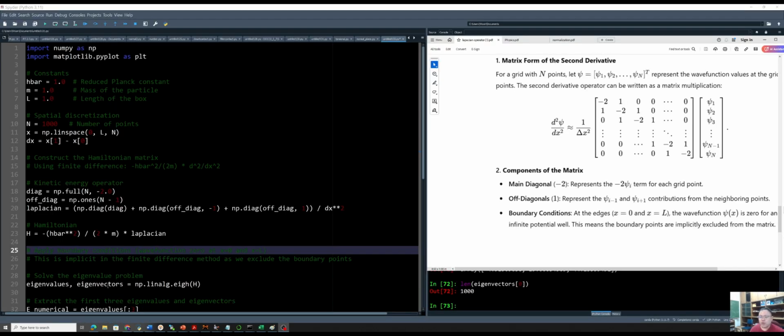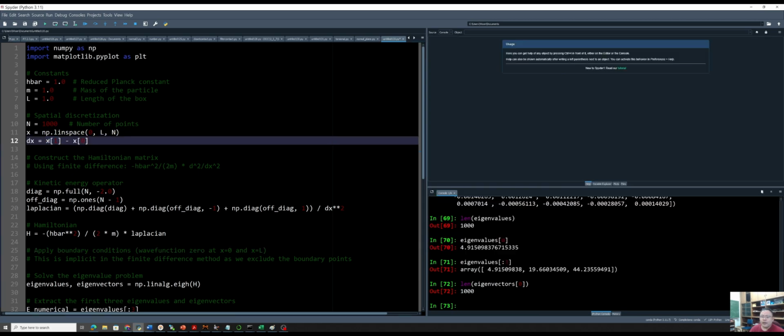So let us look at the solution. For constants, I use a reduced Planck constant and put the mass as 1. The number of points for spatial discretization is 1000. So x would be from 0 to L, an array of 1000 points. And delta x is the distance between index 1 and index 0, which is your spacing.